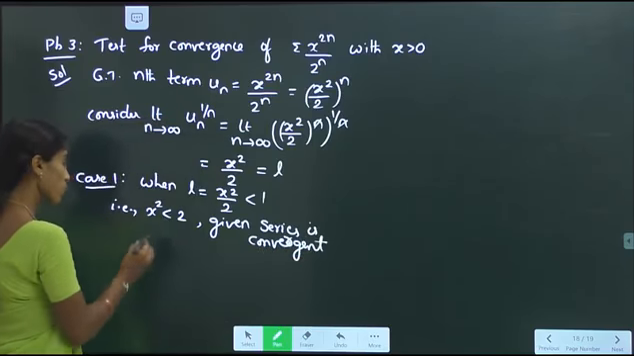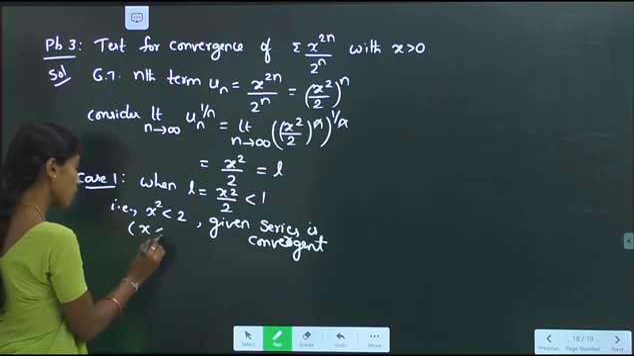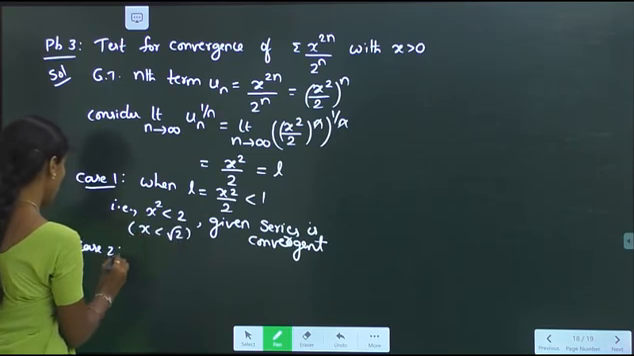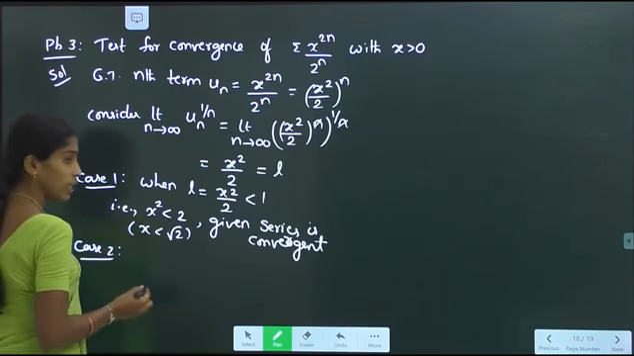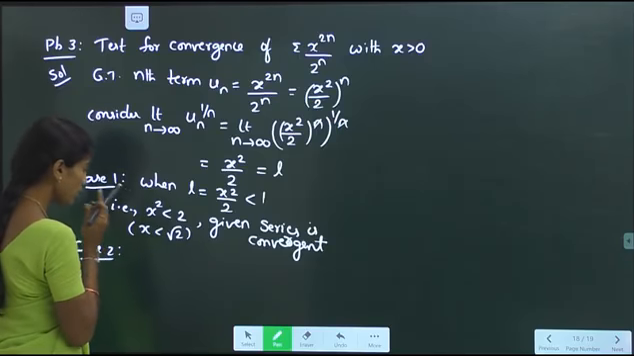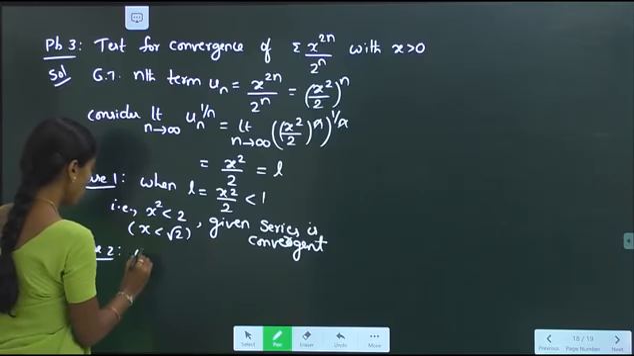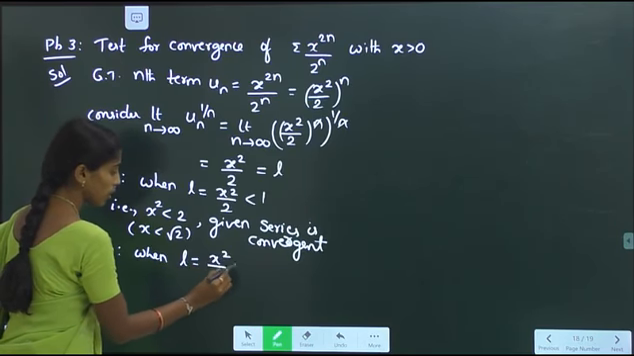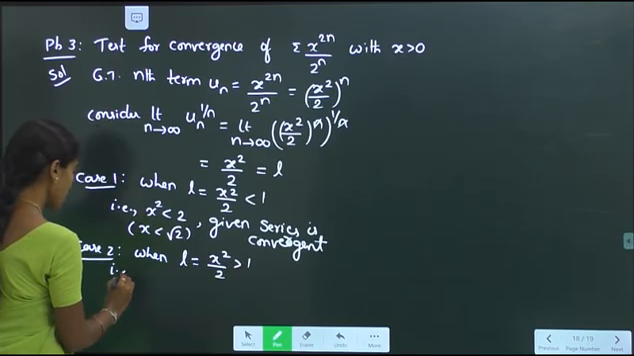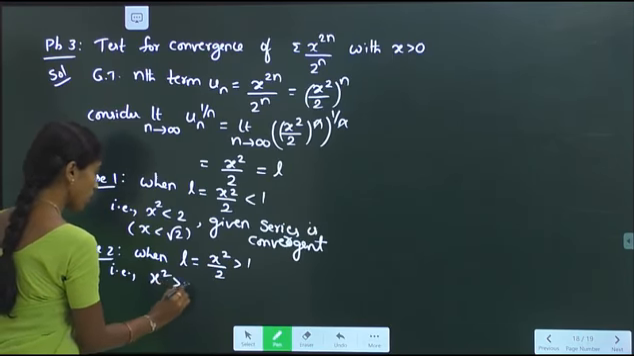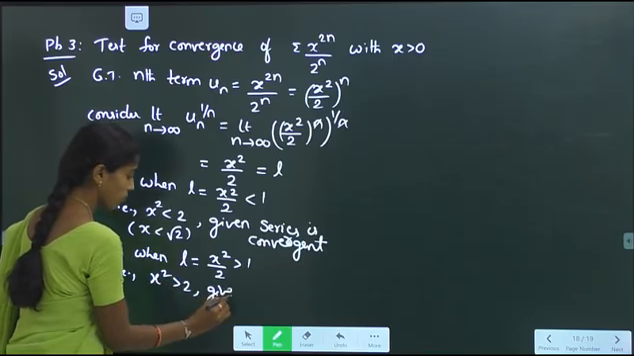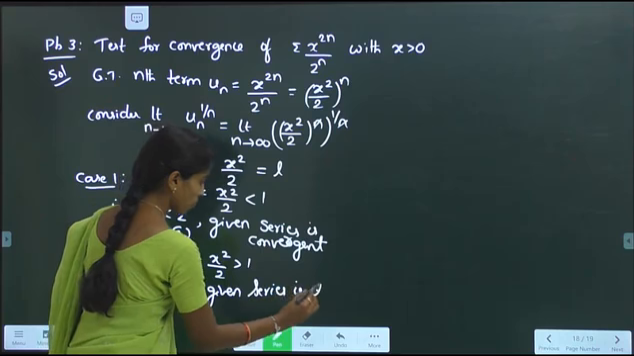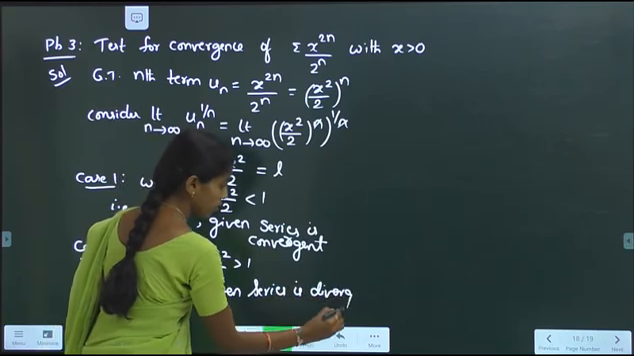X square less than 2, otherwise we can write it as x value less than root 2. Case 2, right? X value is less than root 2. When the limit value x square by 2 is greater than 1, that is x square value greater than 2, the given series is divergent.